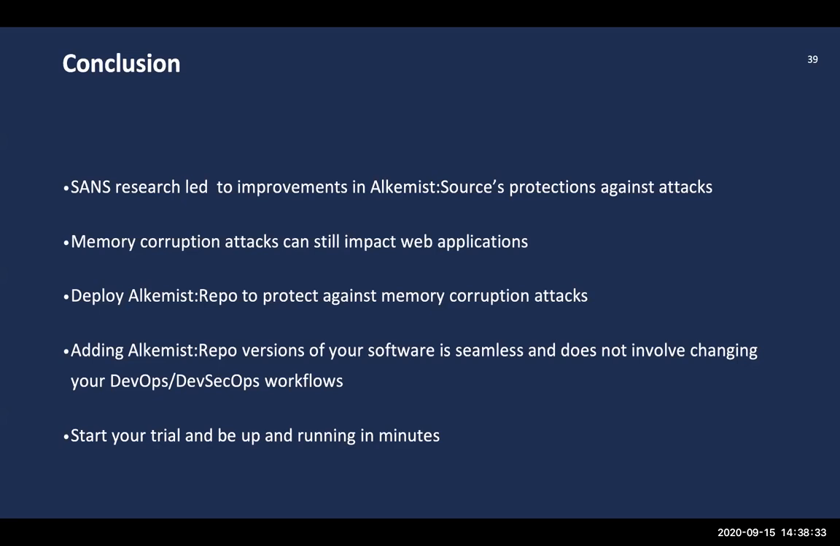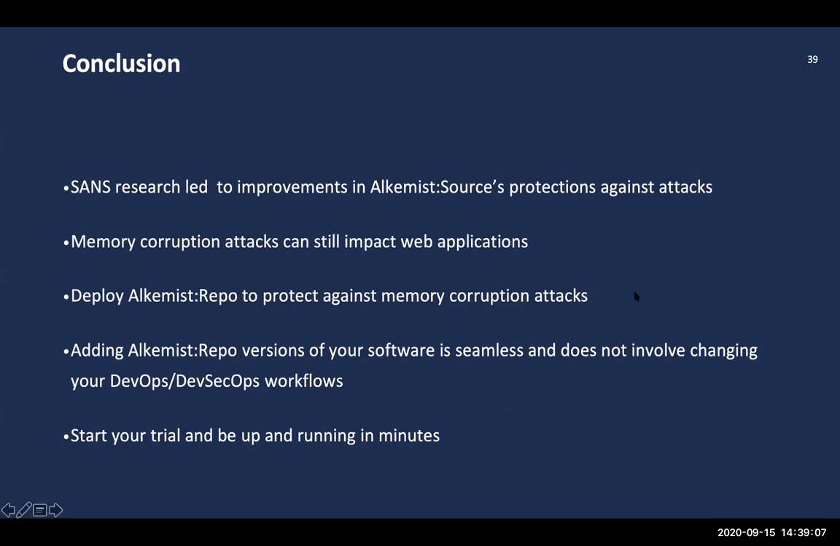That's not in a way that static analysis tools are going to catch, because they're focused on a different part of the system. So when we're thinking about the security of the entire solution, we want to make sure that we're considering the web application code, still protect that, still do all of the best practices there, but also focus on getting those memory corruption attacks protected as well. So we've seen where we can deploy Alchemist Repo to protect against those memory corruption attacks.